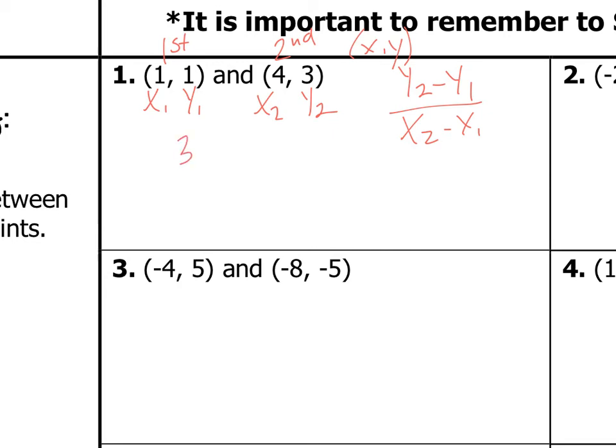So y2 minus y1 over x2 minus x1. Looks like that. So 3 minus 1 is 2, and 4 minus 1 is 3. So there we go. We get a slope of 2/3 for this one.